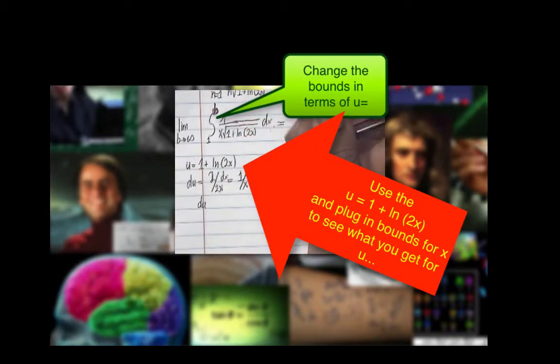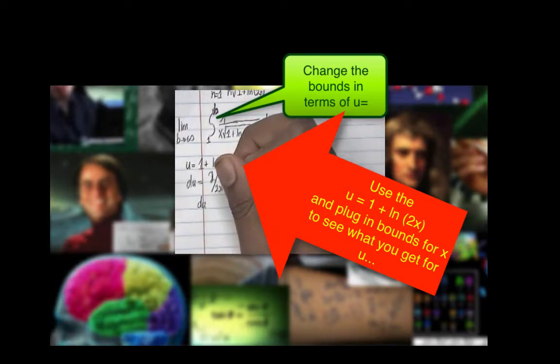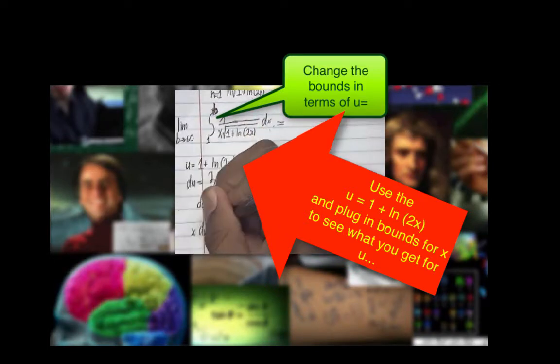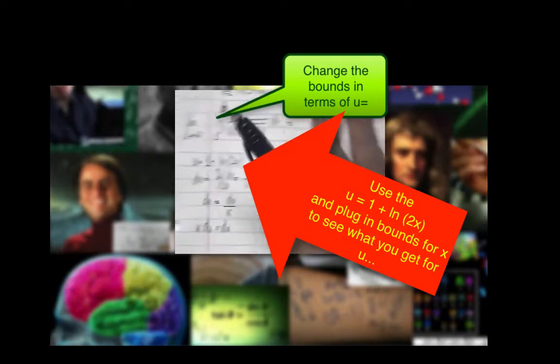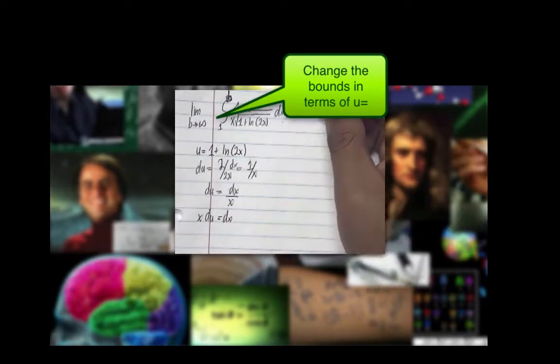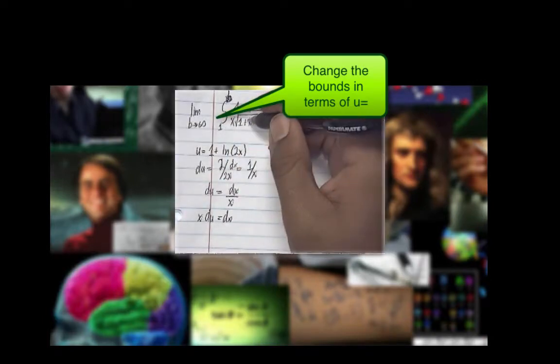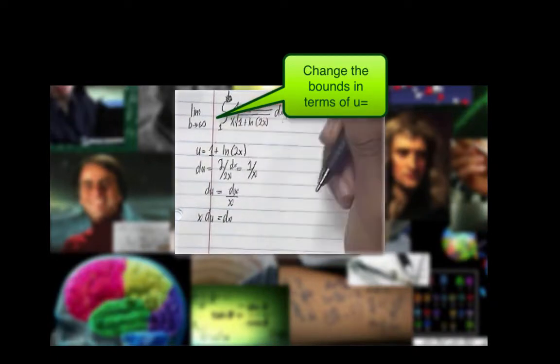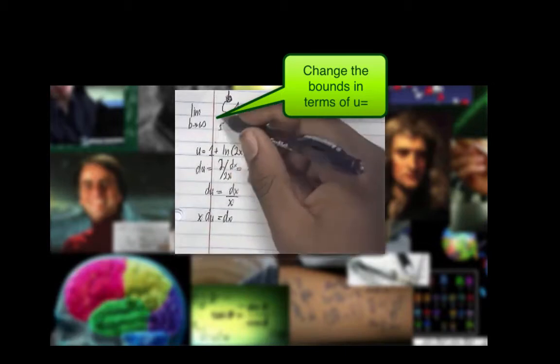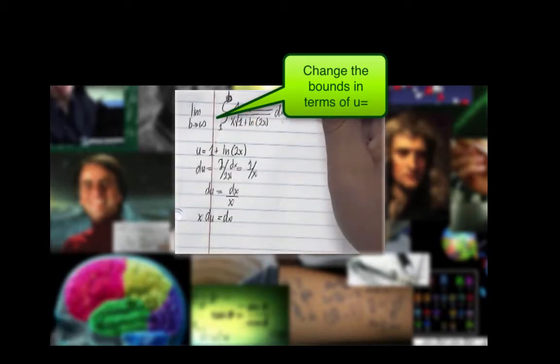Let's see here. Is b still going to approach infinity? As b approaches infinity in the u, it still approaches infinity. And if you put 1 in here, it's just 1 plus ln of 2. Good. So don't forget the limit. And that's just 1 plus ln of 2.